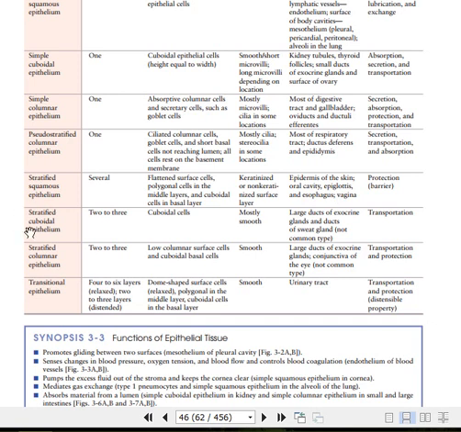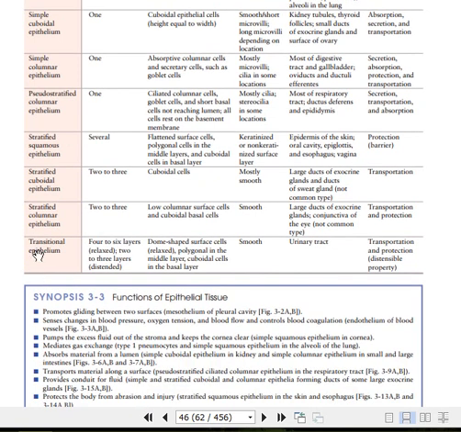Now, stratified cuboidal epithelium is going to be located in large ducts. When you have small ducts, you have simple cuboidal epithelium, but in large ducts, you have stratified cuboidal epithelium. Like the salivary gland that you've seen above, we have ducts, and the sweat gland can also be found there. Now, the next one is stratified columnar epithelium. It is also located in large ducts, but it is less extensive than the stratified cuboidal epithelium. We have it in the conjunctiva of the eye. Now, the next one is transitional epithelium, usually forming the urinary tract.